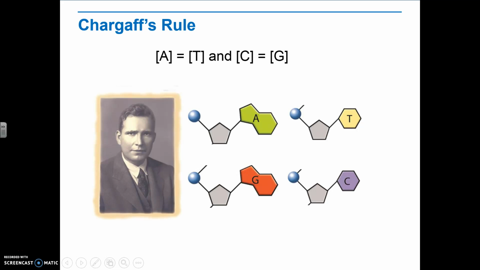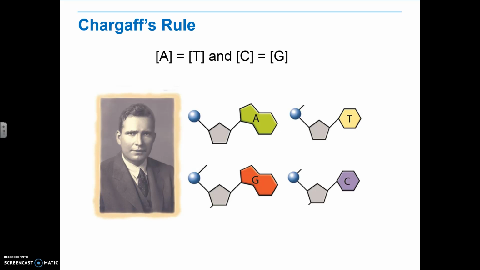Chargaff's rule says that for however many A's you have, you'll have the same number of T's, and however many C's you have, you'll have the same number of G's. What he realized as he was studying the DNA structure was that if 68% of a strand was adenine, 68% was also thymine. And if there was 24% guanine, there was also 24% cytosine.